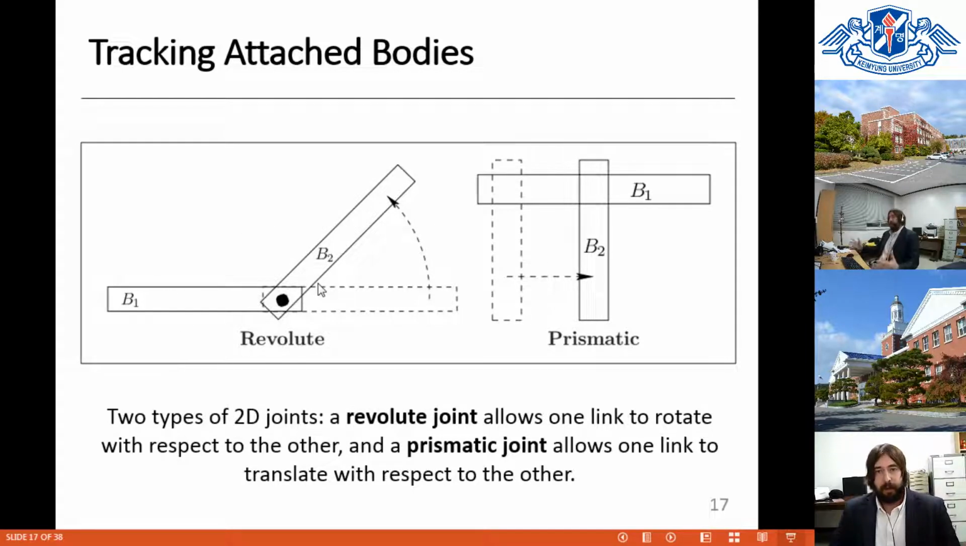Actually, human bones are also working in a very similar way. We always rotate our hands, knees, and we have some joints. Another type of 2D joint is called a prismatic joint. This joint allows one link to translate with respect to another. One link can only move here, it cannot rotate. As in the first case, it could only rotate, but it could not move with respect to the link B1. So two types of joints: revolute joint and prismatic joint.